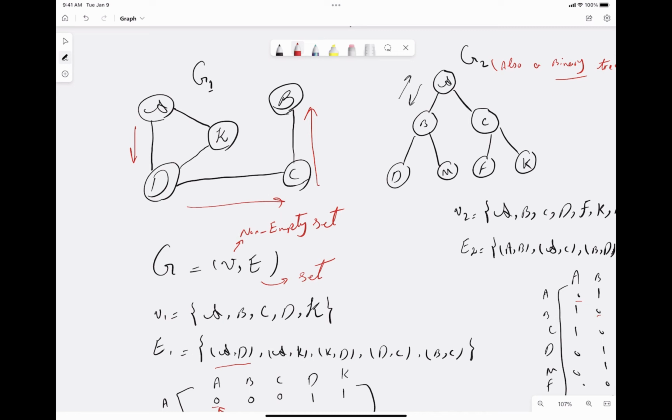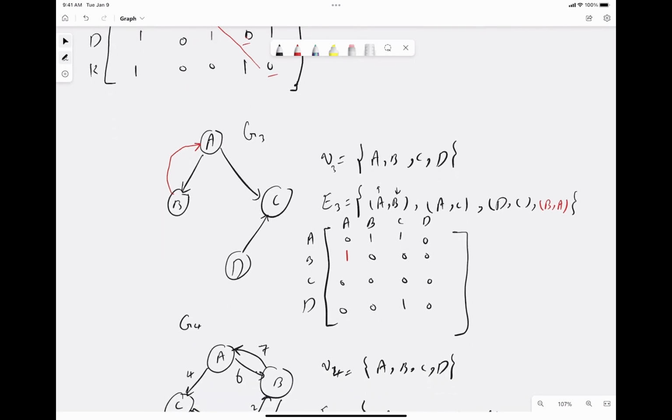So here, as you see in the graph G1 and graph G2, both of them are undirected. And so easily we can just go from A to B, and also we can go back from B to A easily. If the graph is directed, there is no guarantee that this is the case all the time.